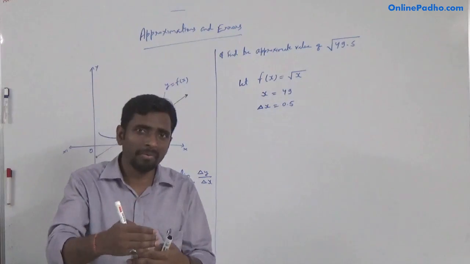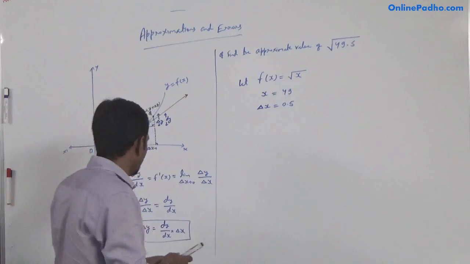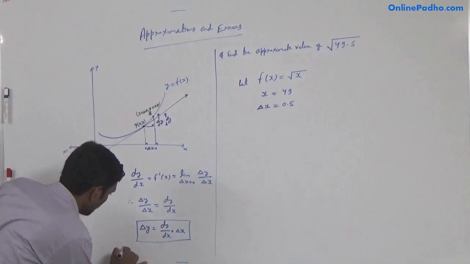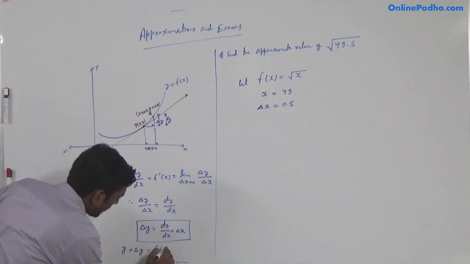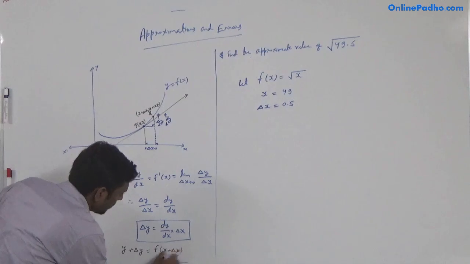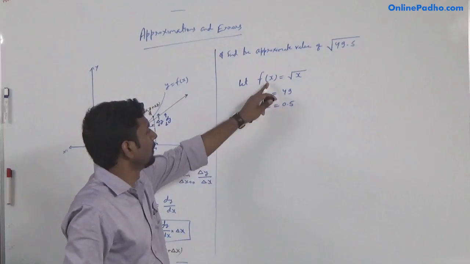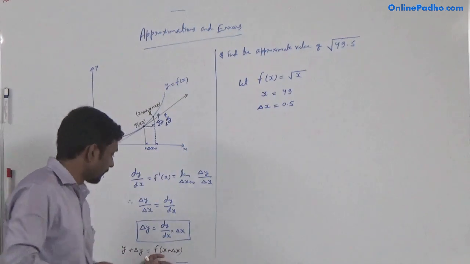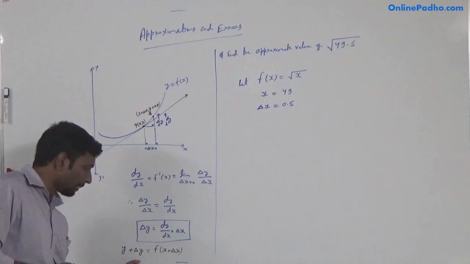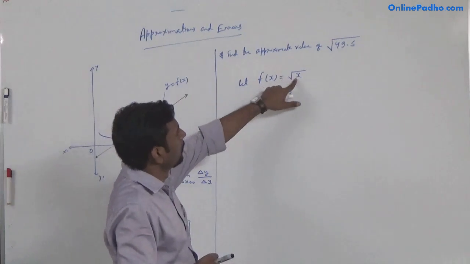49.5. We have to find f(x plus delta x), that is y plus delta y, because you know that y plus delta y can be written as f(x plus delta x). So in this case we have to find f(x plus delta x), means f(49.5). So how can we find f(x plus delta x)? We need to find y plus delta y. And you know this function is y equal to root x.